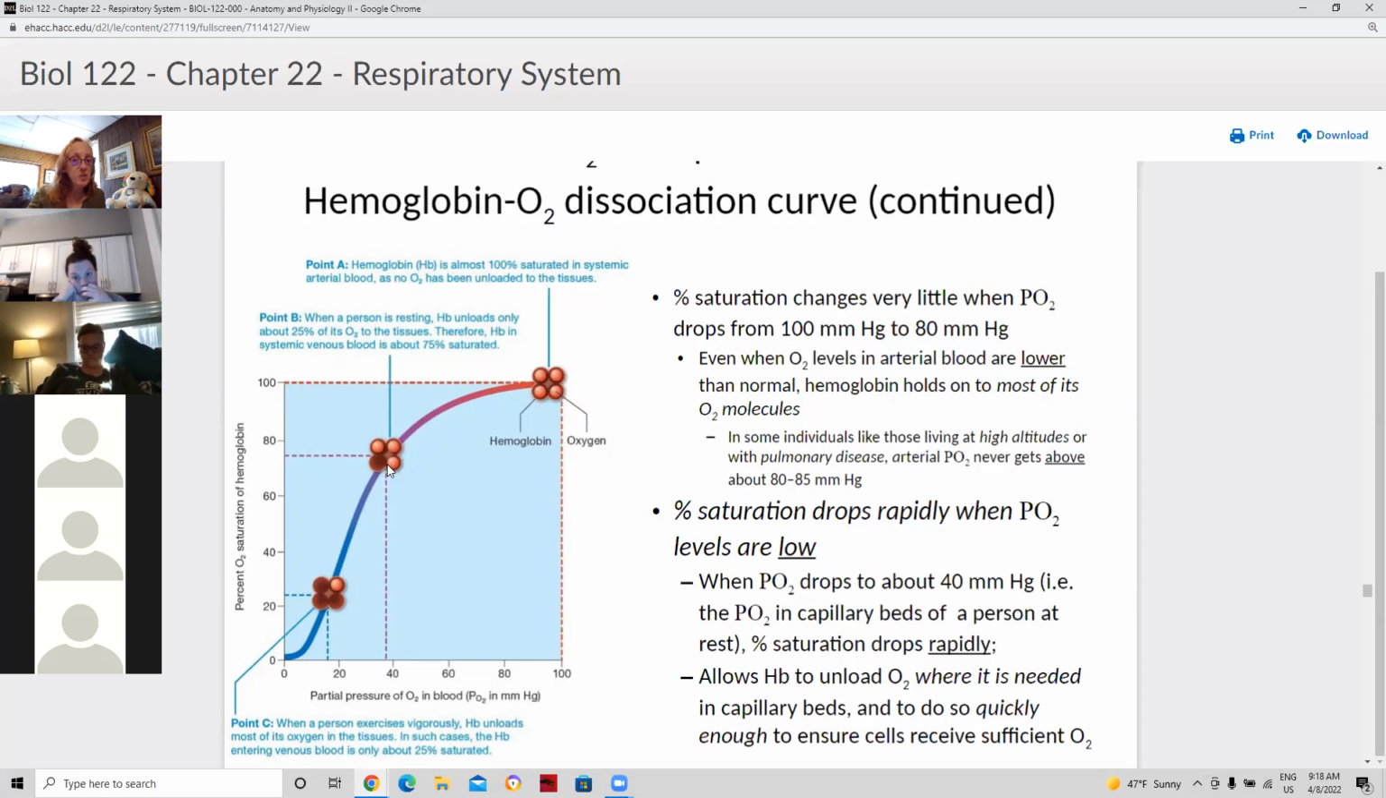In some individuals, like those people living at high altitudes or with pulmonary disease, the arterial partial pressure of oxygen never gets above 80 to 85. Meaning that their hemoglobin is still at least 80 to 90% saturated.